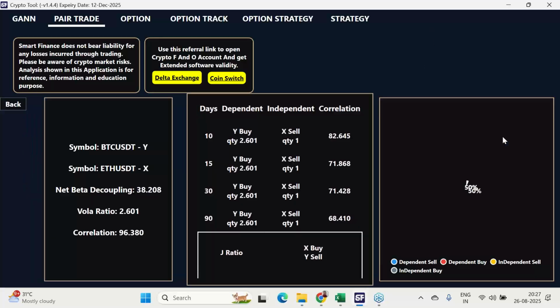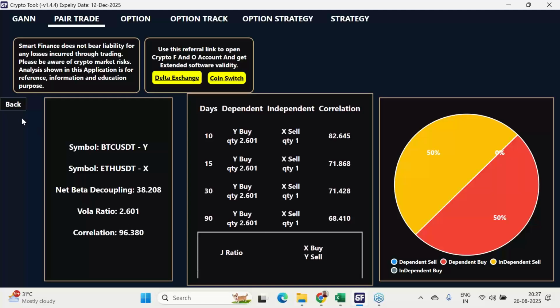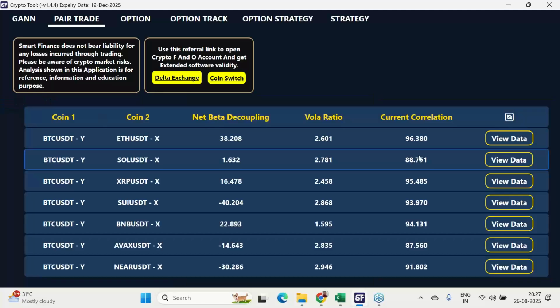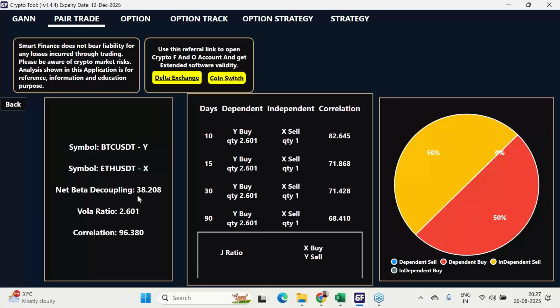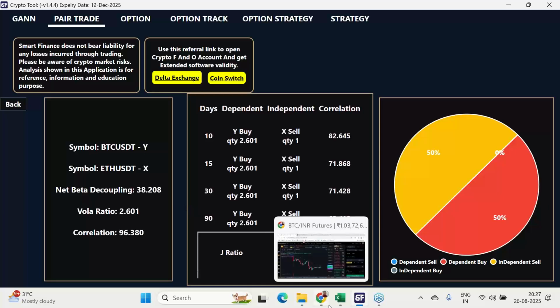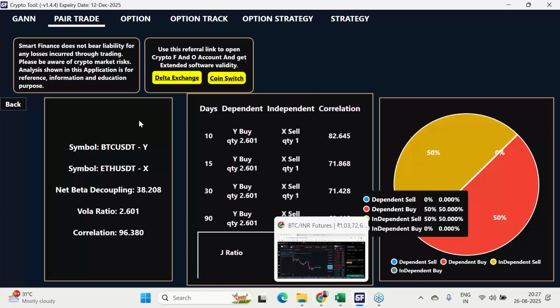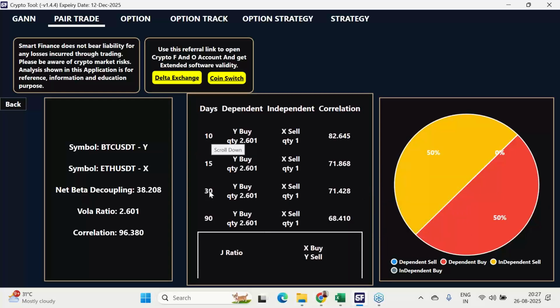So here net decoupling is 38. Every period has different values. Correlation is 96, and this 38 comes from different data sets. I have taken 100 days, so 106 days of data. The software has taken 90 days of data, and from there they have estimated. Maximum 90 days we have taken, and we have given 10, 15, 30, 90 days frequency, maximum 90, 3 months.